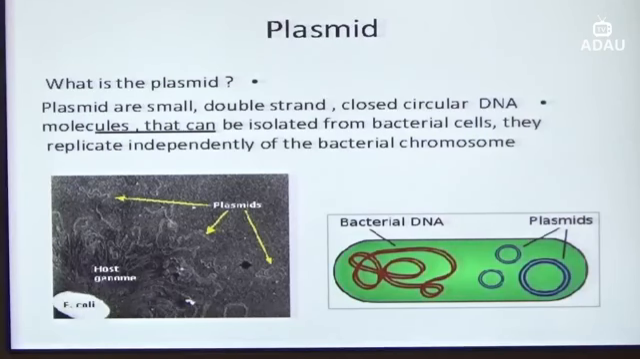There are some special techniques we try to use, and plasmids replicate independently of the bacterial chromosome. This is the bacterial DNA and plasmids. So plasmids have their own role in the bacterial structure.